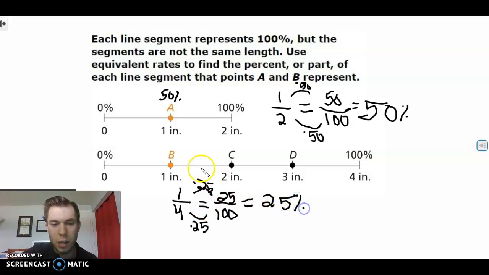So notice, even though we were talking about the same number, 1 inch, its percentage is going to change depending on what the whole is. In this case, we had a smaller whole, which was 2 inches. So 1 inch had a greater percentage, or a greater value in that whole. Whereas in this case, the whole was 4 inches. So the 1 was not as significant of a percent. In that case, it was only representing 25% of the actual whole 100%.